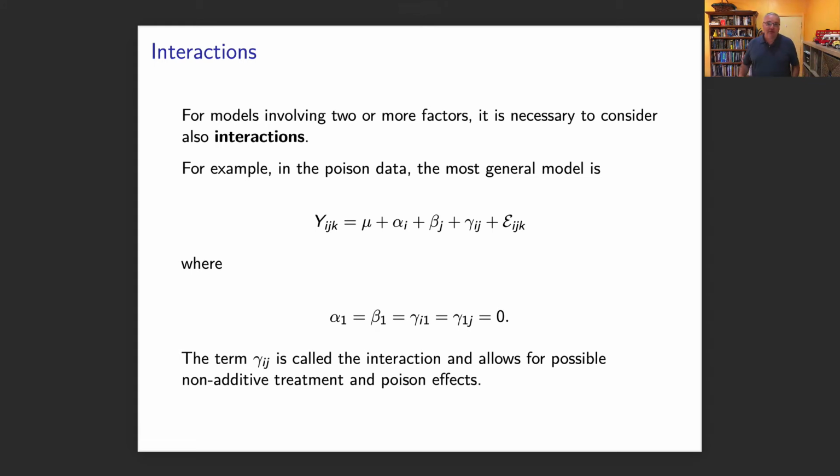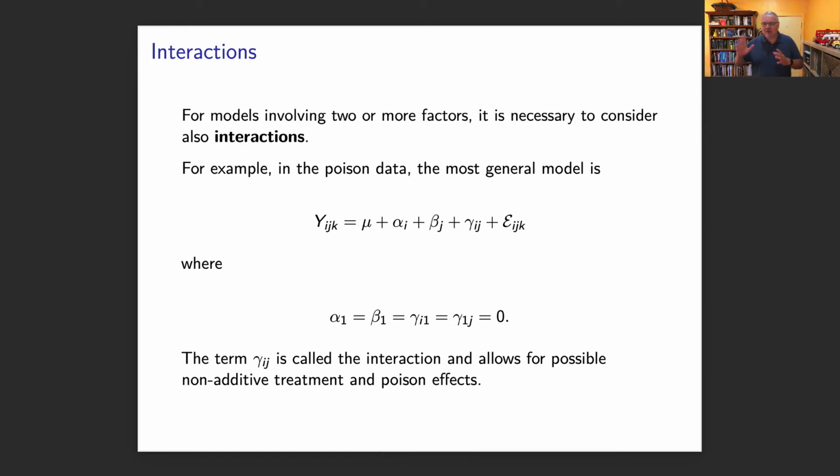What about interactions? Well, if we wanted an interaction, let's say in this case for the poison, we have some replicates, so we can add an extra interaction, a gamma I J. Again, we're going to need extra constraints. In fact, we now need 2 extra constraints, so we'll set that the gamma I1 and the gamma 1J are both equal to 0. What do we mean by interactions?